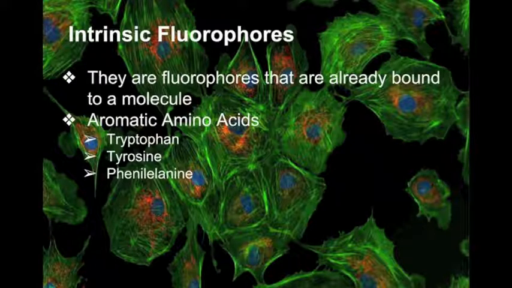In solutions, however, tyrosine is more fluorescent. This is because in a protein, the tertiary structure inhibits the fluorescence of tyrosine as well as an energy transfer from tyrosine to tryptophan residues.